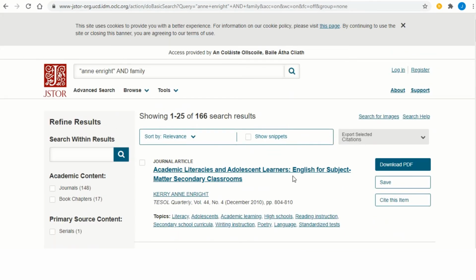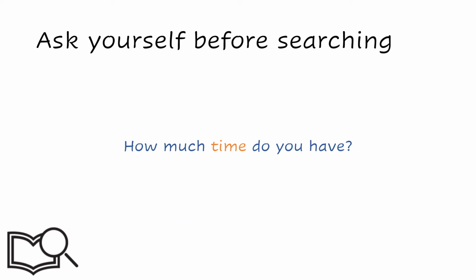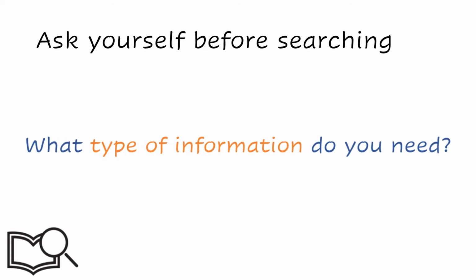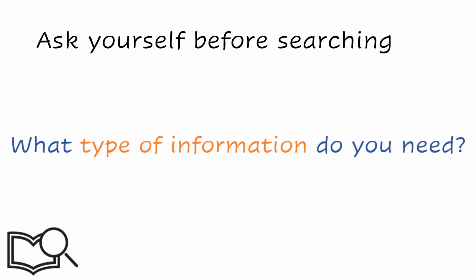So you can see there is a difference between OneSearch and a database. To help you decide where to look, ask yourself a number of questions before you start searching. Firstly, how much time do you have before your assignment is due? What type of information do you need? Think about whether it's books, primary source material, data, journal articles, maybe images. This will help guide you on where to look.